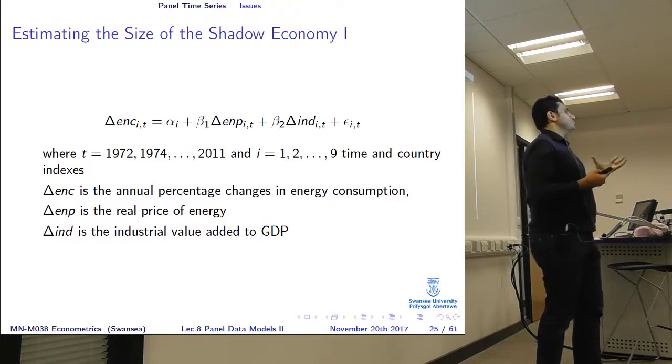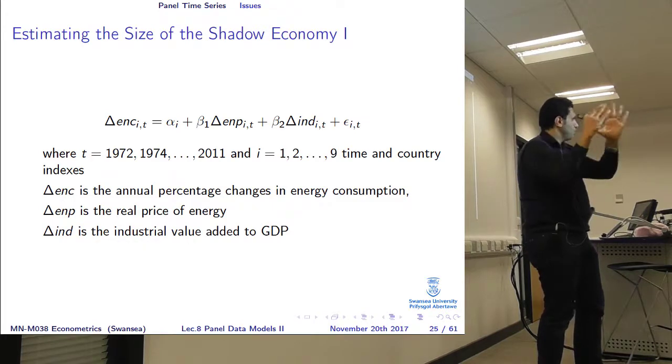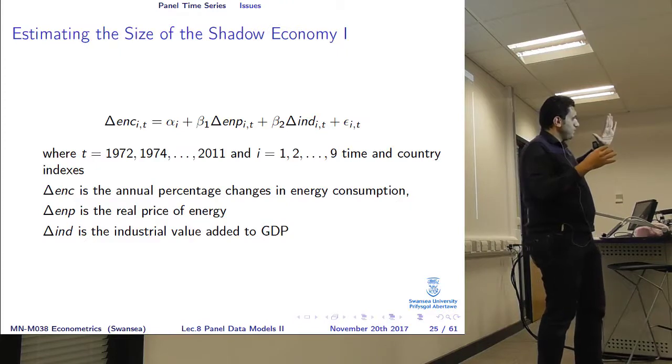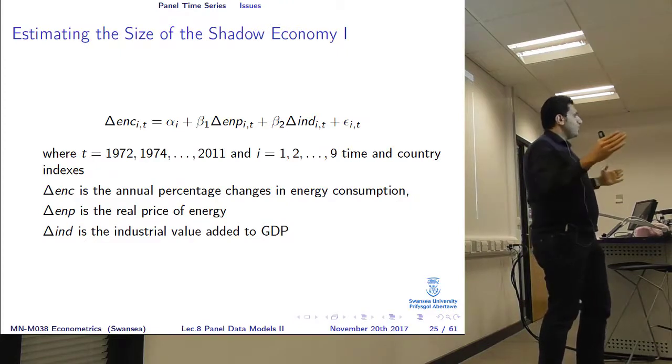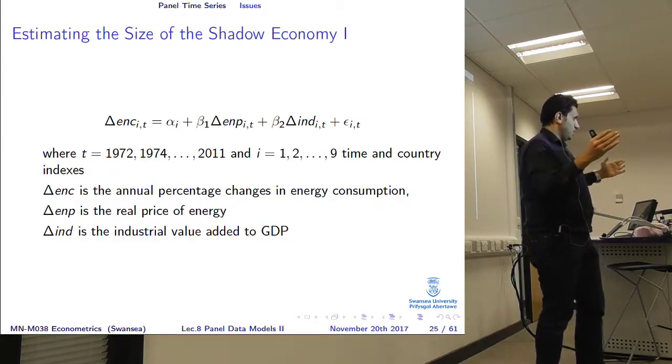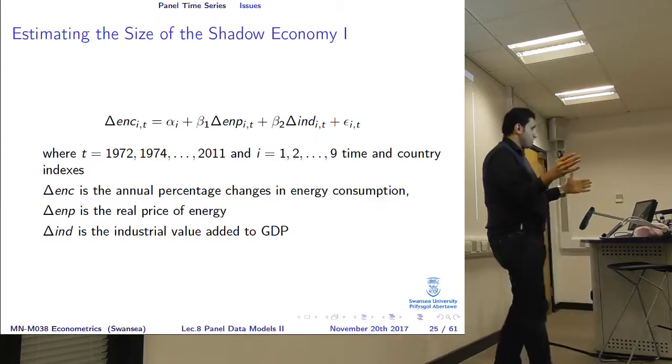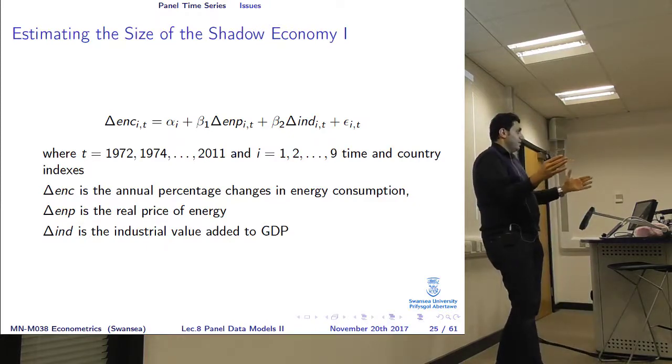So most people would have used that. They use electricity consumption as a proxy for total economic activity, and given that you have figures for the GDP for the official one, if you subtract that from the total economic activity, that will give you an estimation of the size of the shadow economy.